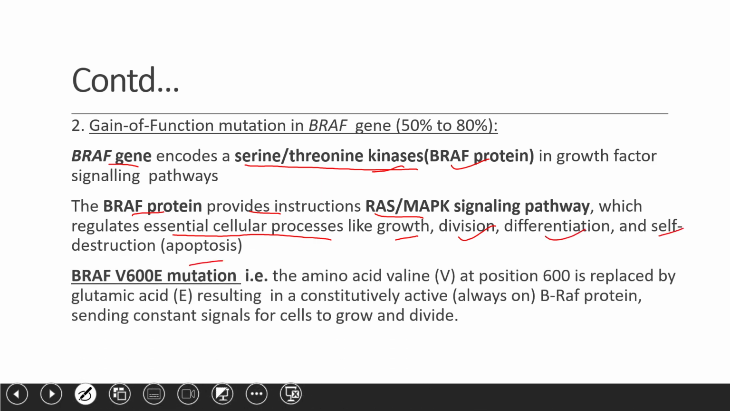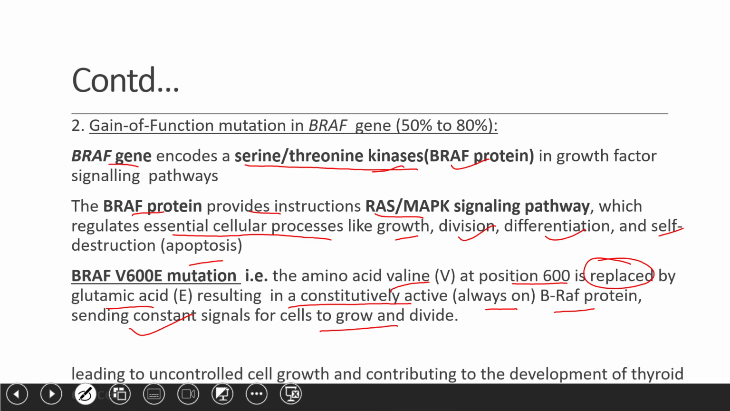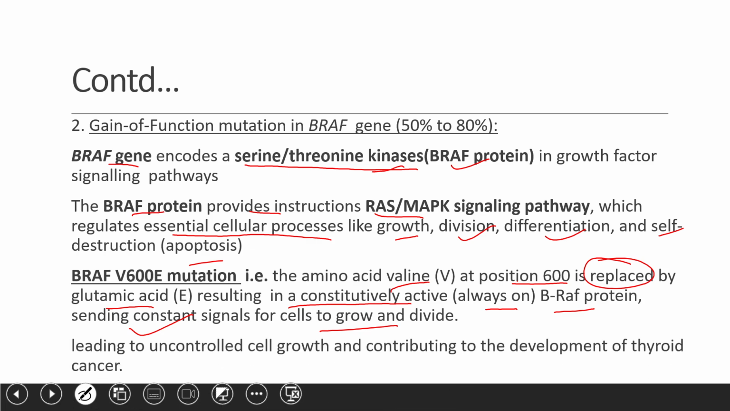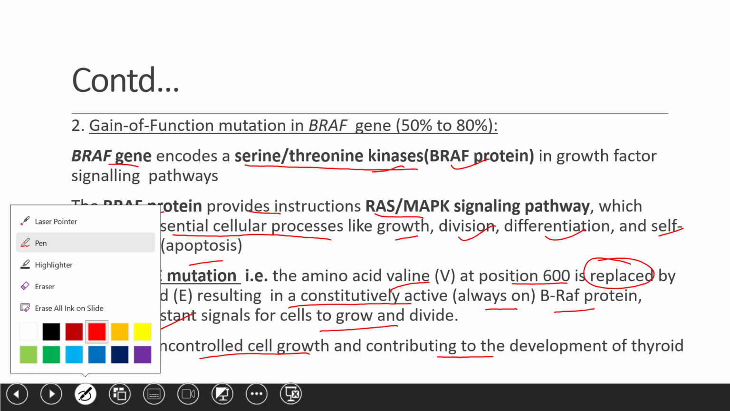apoptosis. So, if there is a BRAF V600E mutation, that is, the amino acid valine at position 600 is replaced by glutamic acid E, that results in a constitutively active, always on, BRAF protein, and this sends constant signals for the cells to grow and divide, and this results in uncontrolled cell growth and contributes to the development of thyroid cancer.